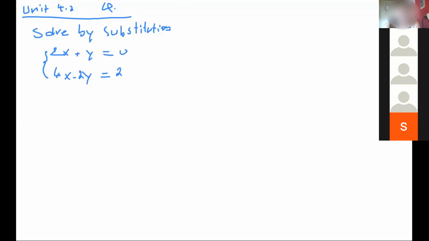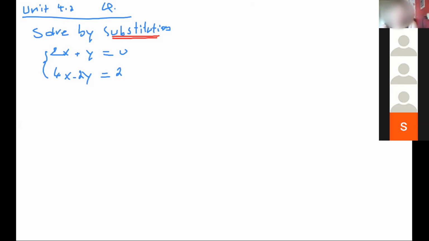Again, always read the instructions before you answer a question. Before you start solving, you want to read the instructions. So here it says solve by substitution. As we know, we have many methods of solving, including graphing, which we did a few times, including elimination. And this one, we have to explicitly solve it using substitution.